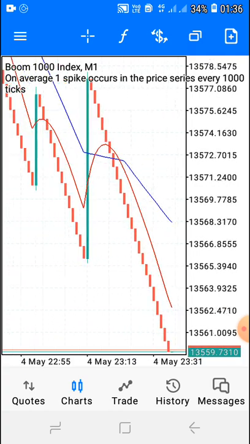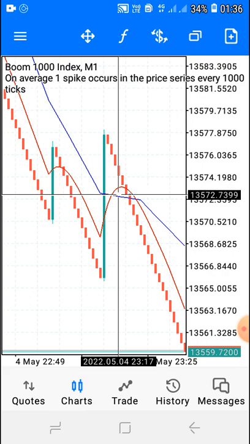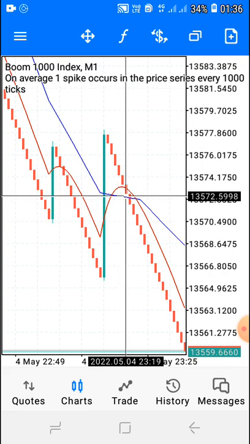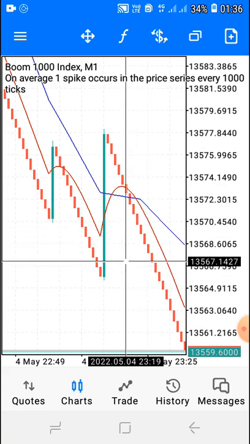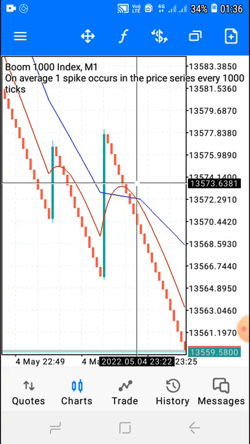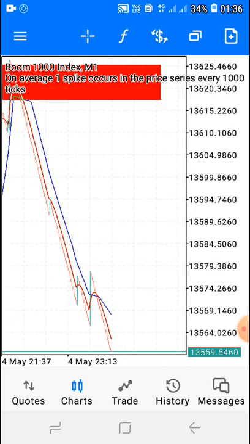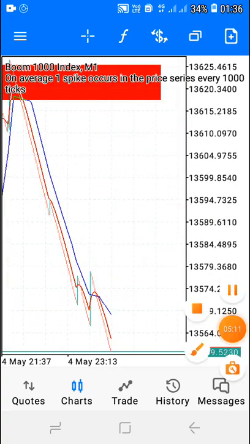So check this out, example over here. Here's another crossover, the red moving average decided to cross over the blue one, we could take a few more candles, right? So you could have caught a lot of entries and made a lot of money. So that is how you use the strategy on Boom 1000.